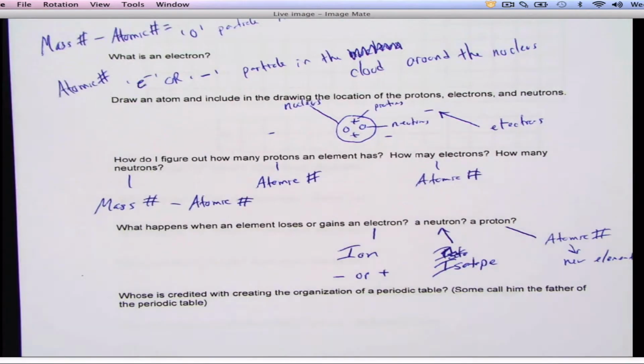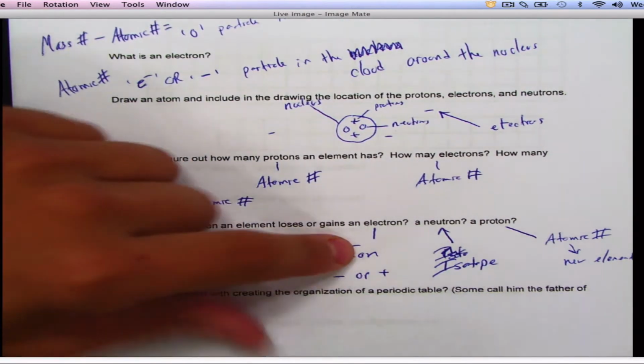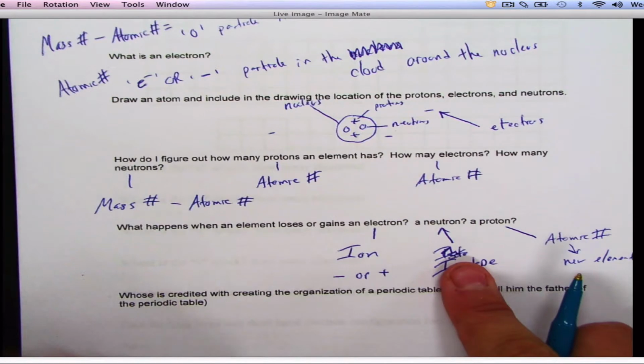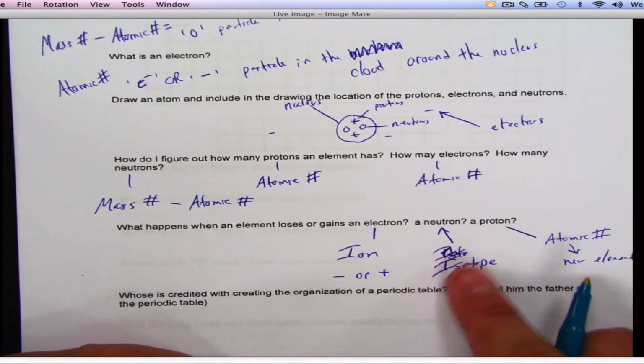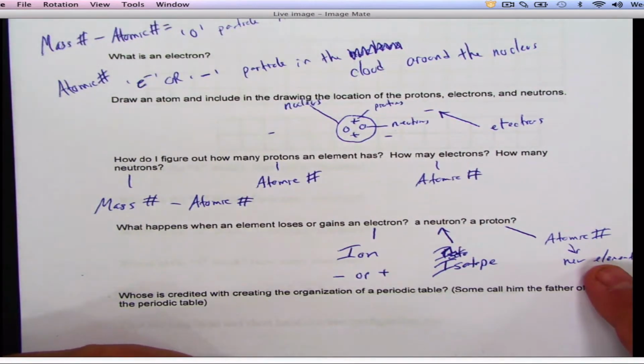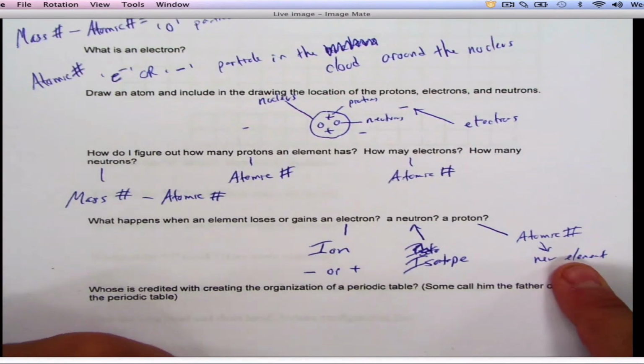So an atom can lose or gain electrons and keep its identity. It can lose or gain neutrons and maintain its identity. In other words, it's the same element. It can't lose or gain protons without changing what type of element it is. So it could go from like boron to helium or something like that.